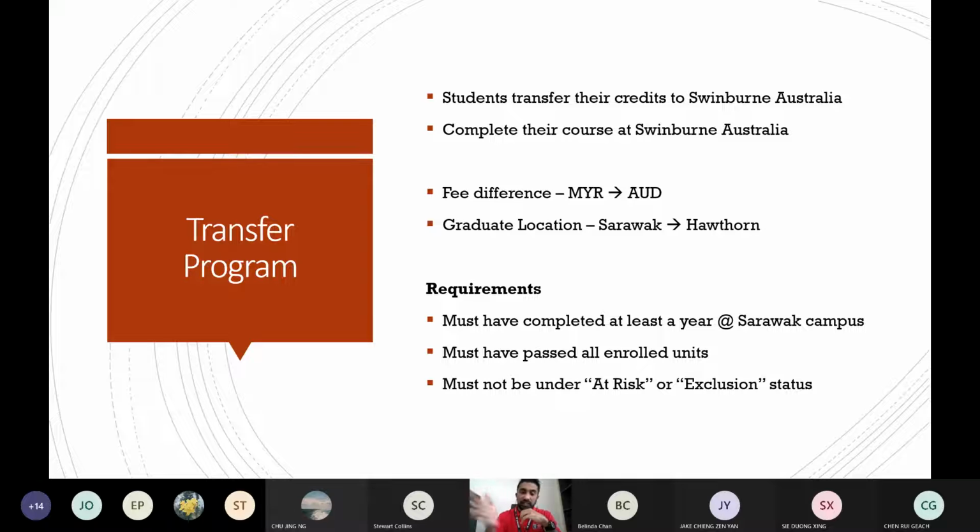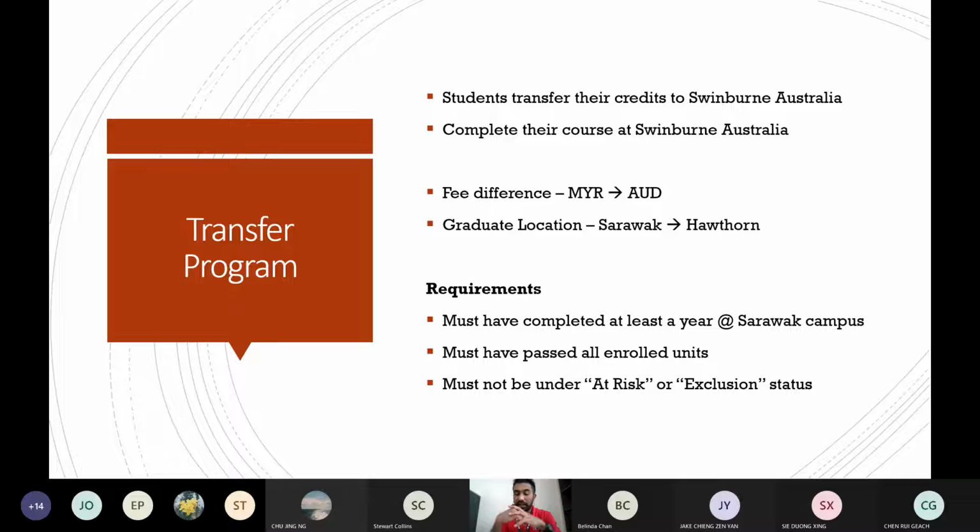The difference when you do a transfer is, number one, your fee. In your first year you will be paying your Malaysian tuition fee, but when you transfer over, your fee will convert to the Australian tuition fee. The graduation location is in Hawthorn. The requirements are pretty straightforward. The first one is you must have completed at least a year at Sarawak campus. The second one is you must have passed all the enrolled units. And the last one is when you apply, you should not be at risk or under exclusion.